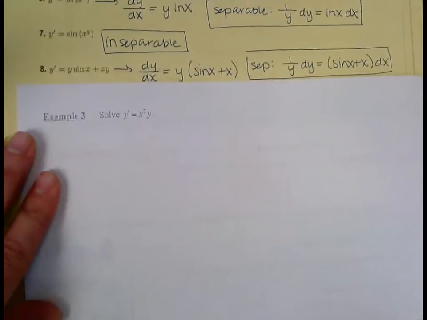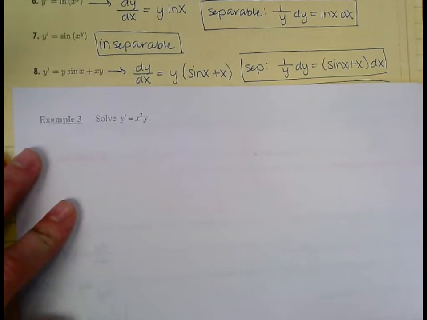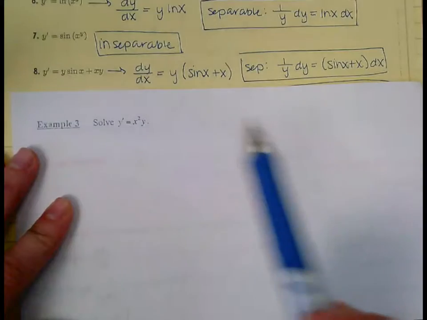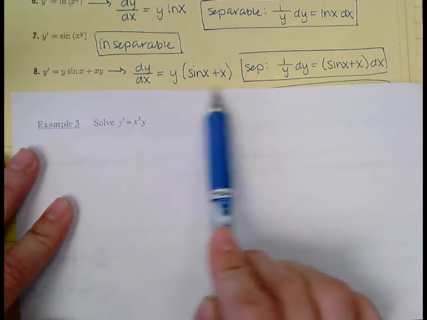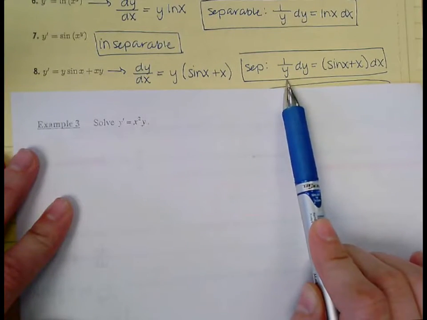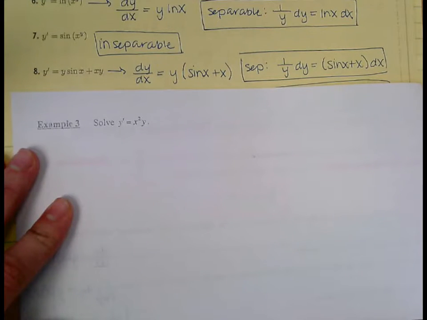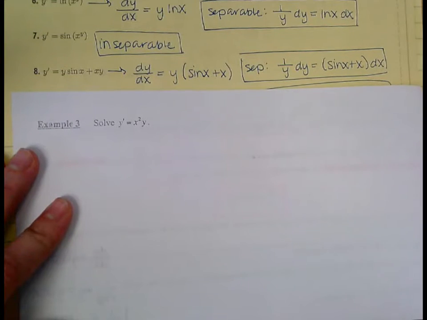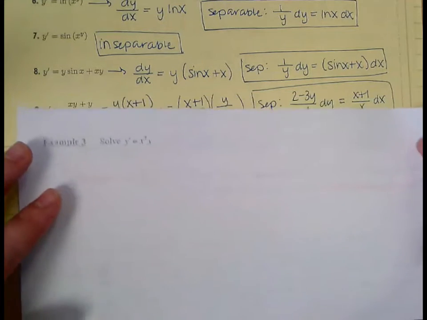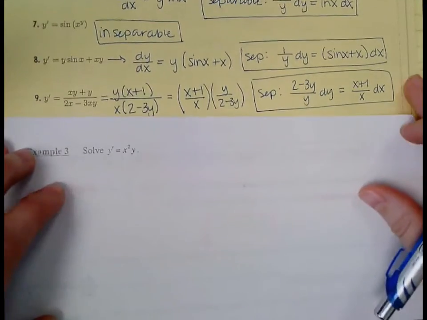8 is separable. You can factor out a y and then divide by it. So 1 over y dy equals the quantity sine of x plus x dx. So if you noticed with these, you're reviewing a lot of algebra or logarithm properties to see if things can be separated. Here's number 9.